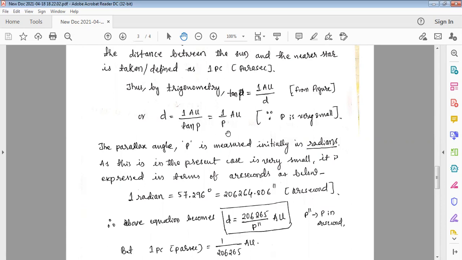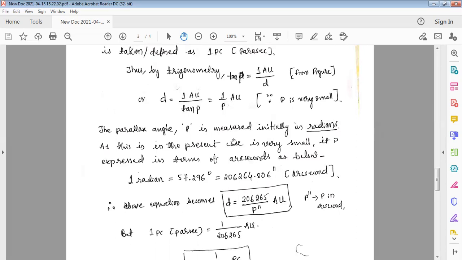Since the distances are very large, this parallax angle is very, very small. Because of that, tan p is written simply as p. When the angle is small, tan theta is written as theta. That idea is used here. So this becomes d is equal to 1 divided by p, where AU means astronomical units.